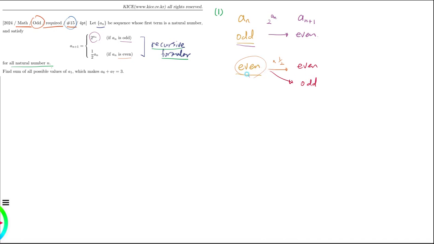If it was 8, then a_(n+1) would be 4. If a_n would be 6, then a_(n+1) will be odd, like this. So in case of even, for the right next term of the even number, we don't know whether it is even or odd. It has two possibilities. So that's the main point.